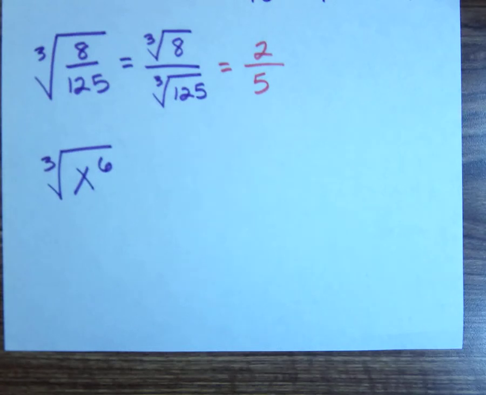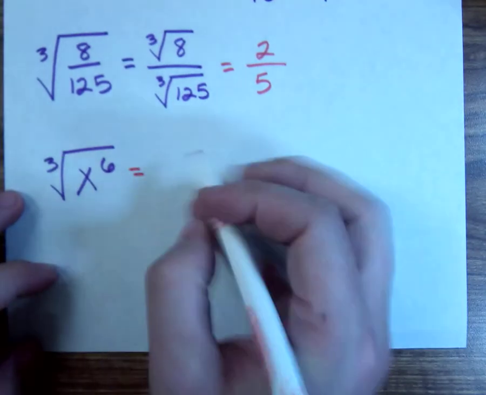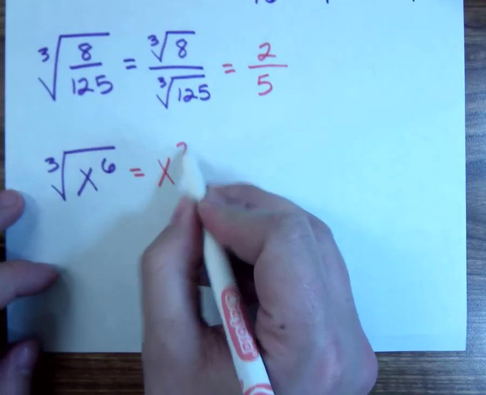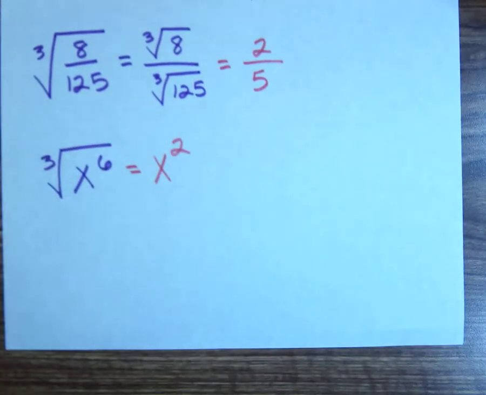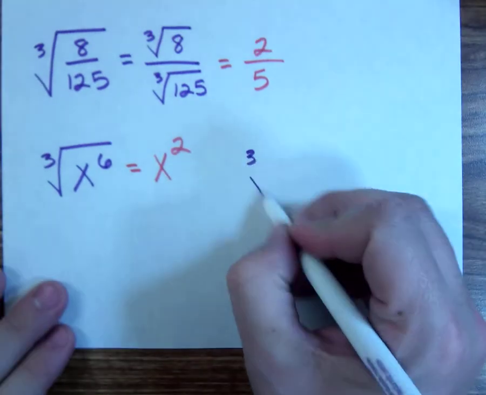Now, when it was a square root, what did we do? We divided the power by 2, exactly right. So what do you suppose happens? You divide it by 3. 6 divided by 3 is? So x squared, exactly right. Very good job. Okay, let's do one more of these. Let's combine it all.